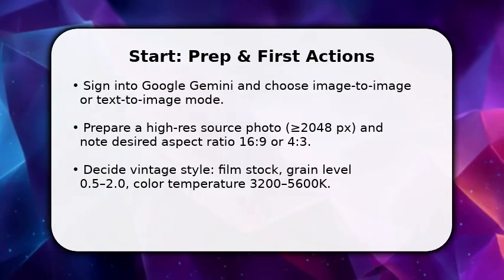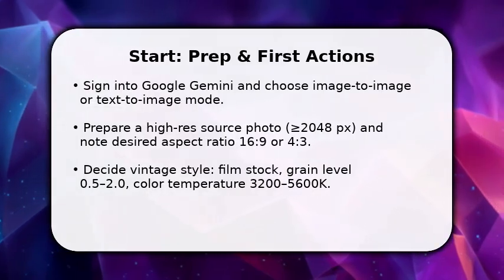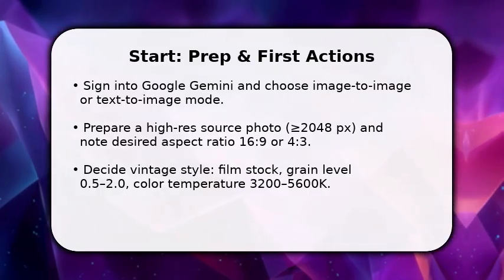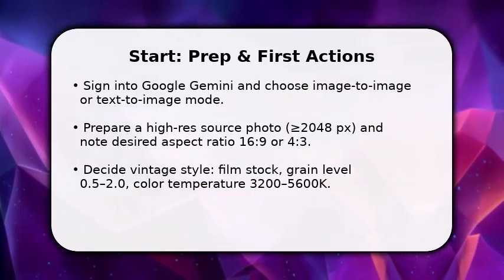You begin by opening Google Gemini and selecting Image to Image for controlled vintage conversion. This gives you direct texture transfer. Upload a high-res photo and set the canvas size to your target aspect ratio so cropping won't destroy composition.